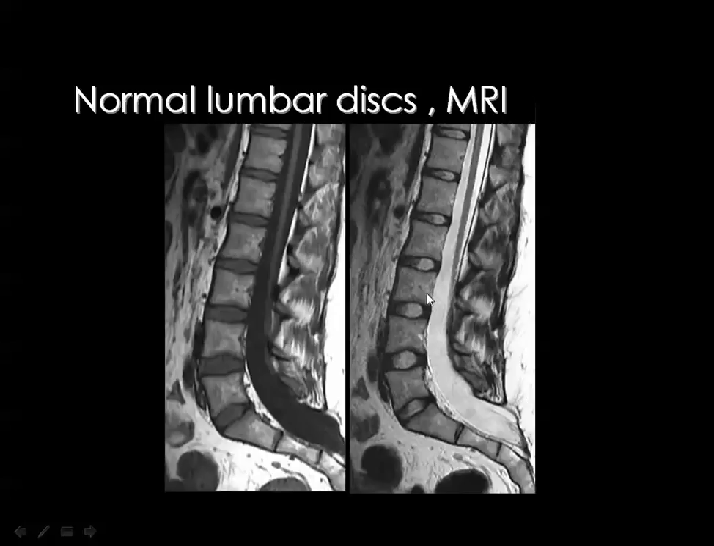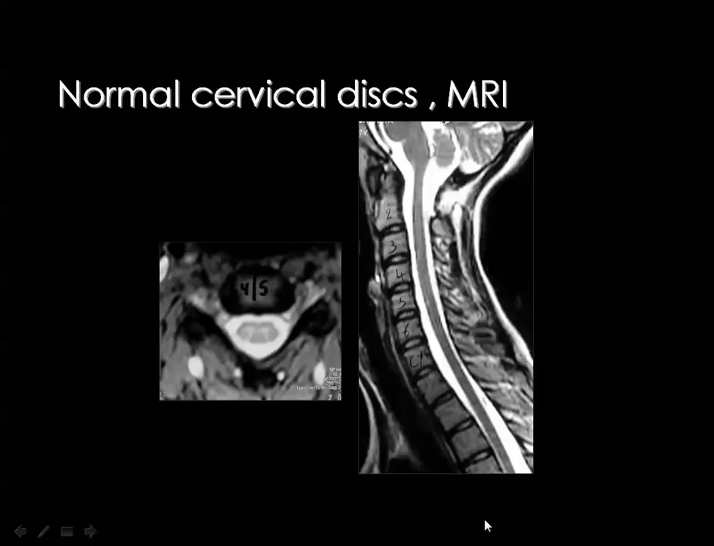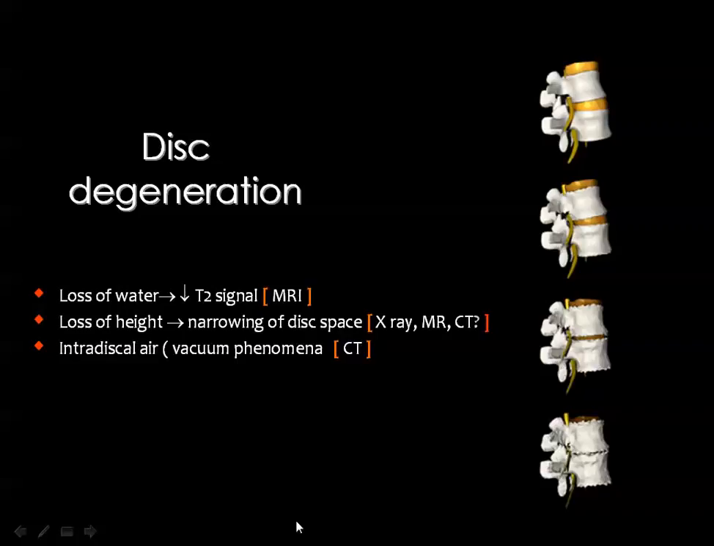The posterior edge of the disc is flush with the posterior border of the vertebra above and below. The same applies for the cervical discs, and the discs are bright in the T2 weighted image. The posterior edge of the disc should not exceed the posterior border of the vertebra above or below. Then we start with the first lesion in the disc group, which is the disc degeneration.